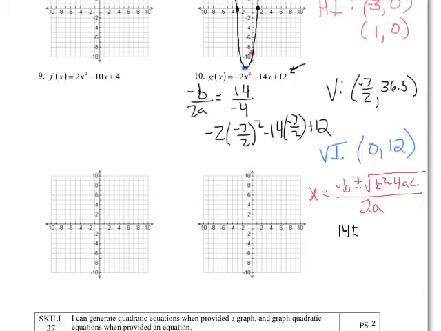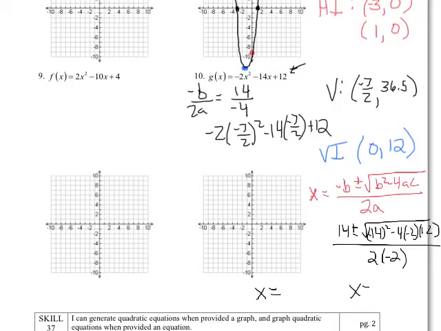14 plus or minus the square root of negative 14 squared minus 4 times negative 2 times 12, all over 2 times negative 2. And I'm going to do this in a calculator and get 2 different x values.